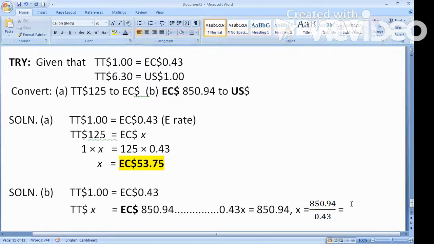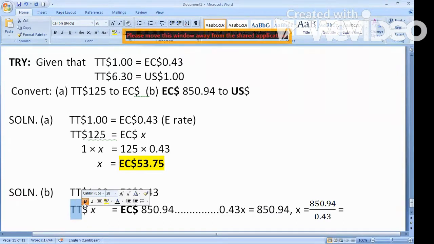So your answer, guys, is going to be in which currency? US. No, in TT. Yes, sir. So it's 365 TT and 90 cents. Yes, sir. All right. Cool. Thank you.